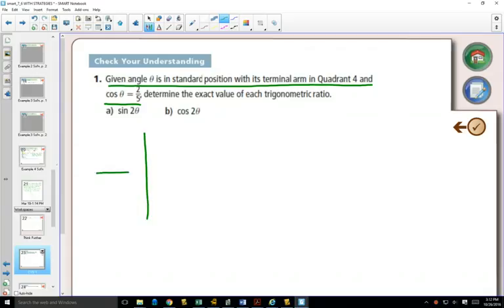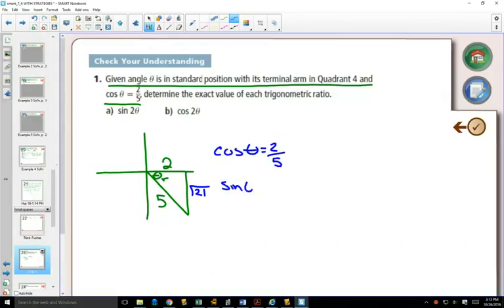And if we draw a triangle for this, we know that it's in quadrant 4. We can make our reference angle for theta. We know that cos is 2/5, so the adjacent side is 2. The hypotenuse is 5. And a squared plus b squared equals c squared. You could calculate this length to be the square root of 21. We already know that cos of theta is 2/5. Now we know that sine of theta is negative root 21 over 5. Negative because it's in quadrant 4.